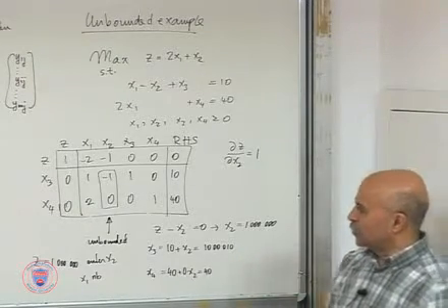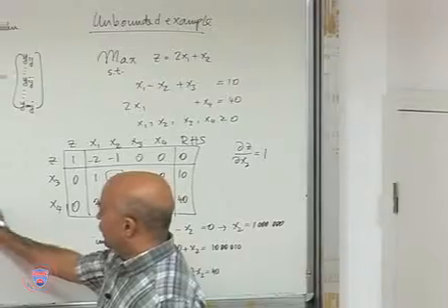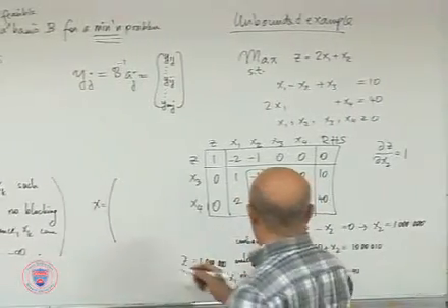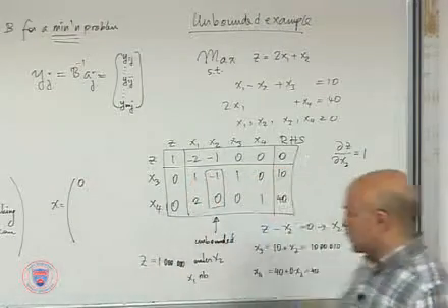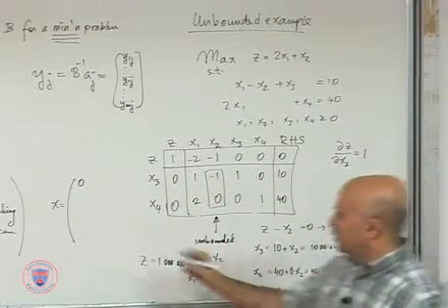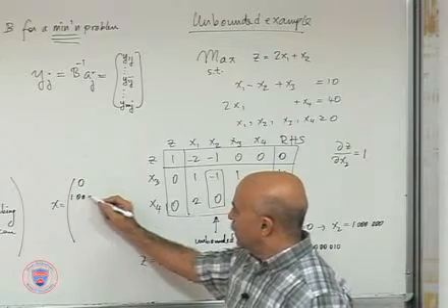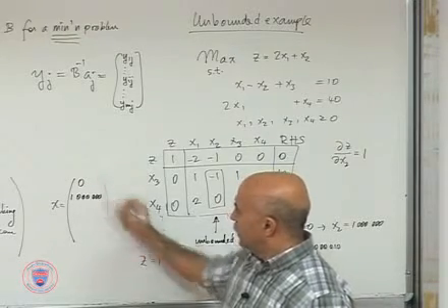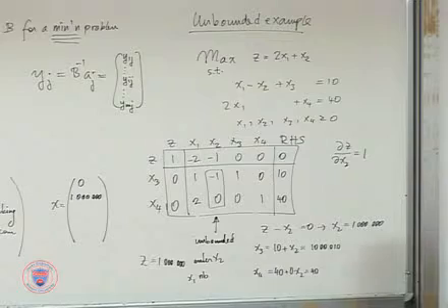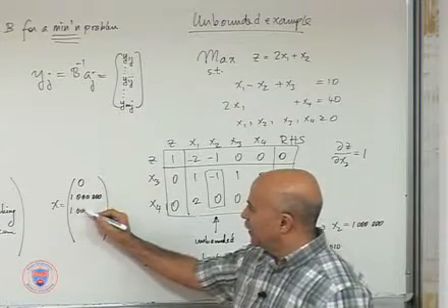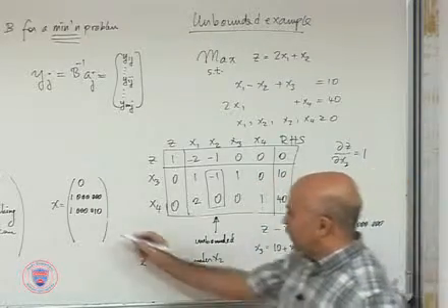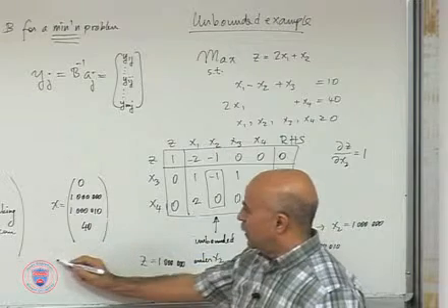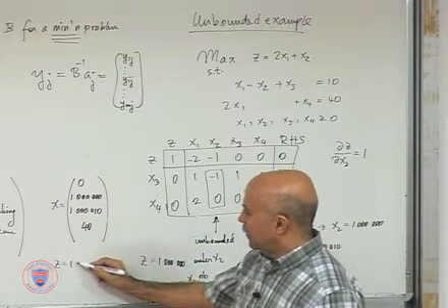So the solution we're talking about is the x solution that has a 0 for x1 because it's non-basic. x2 is 1 million. I should have picked a smaller number, too many zeros here. x3 is 1 million and 10. x4 is 40. And z is clearly 1 million.